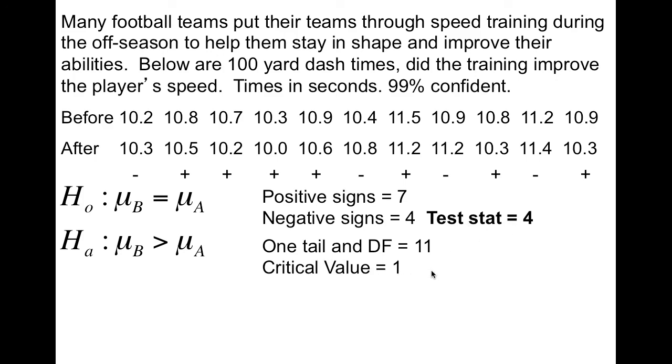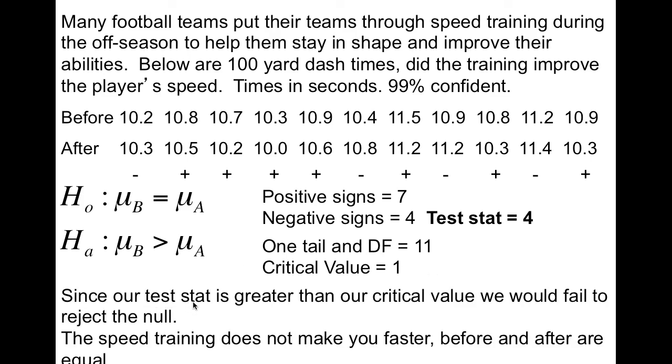Okay, so if we're writing this out, since our test stat is greater than our critical value, we would fail to reject the null, which means we're saying that the averages are equal, before and after are equal to each other. The speed training does not make you faster, before and after are equal.